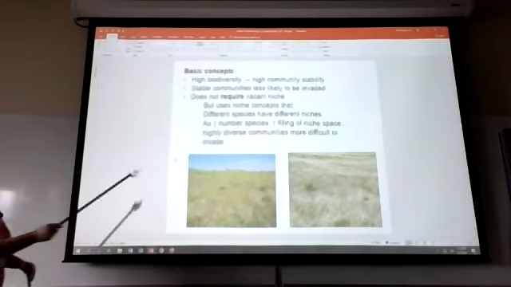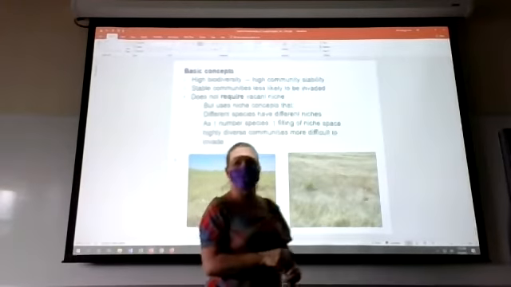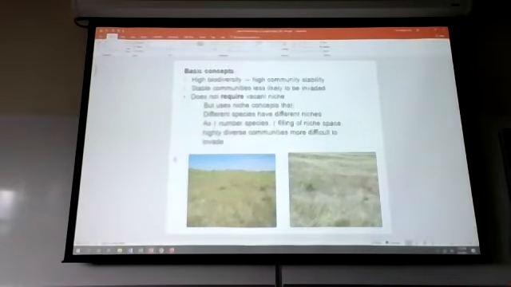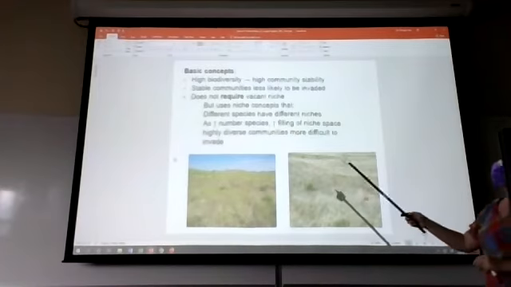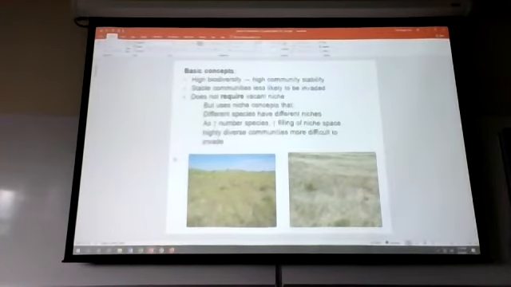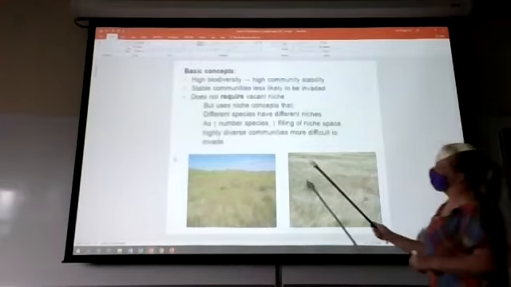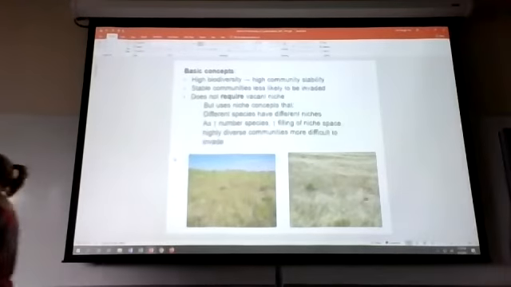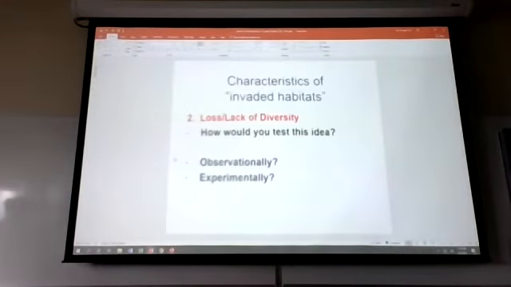Every species has a different niche, right? That's why we see speciation occurring. We see these different individuals taking advantage of this. But as the number of species increases, that niche space available also decreases and makes them hard to invade. So how do we test this?